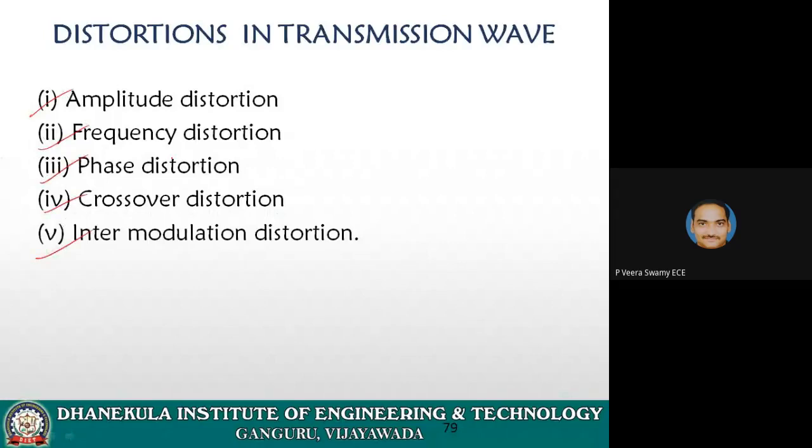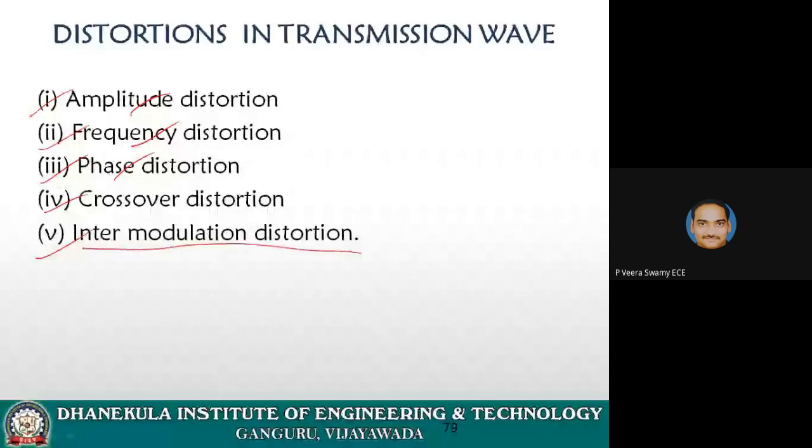Crossover is nothing but one-to-one added. We know about amplitude, frequency and phase distortions, but crossover distortion is nothing but one signal being added to another signal. Intermodulation, that is also during the modulation.